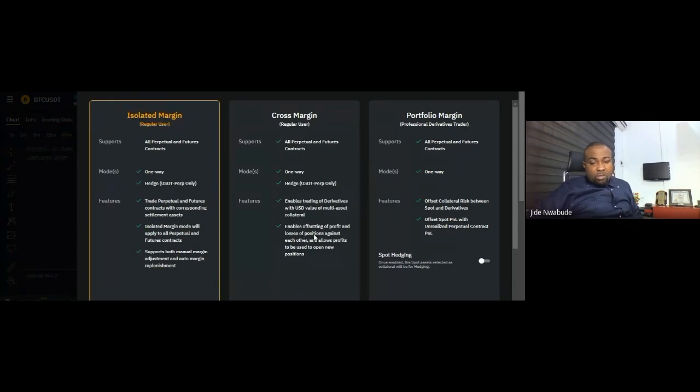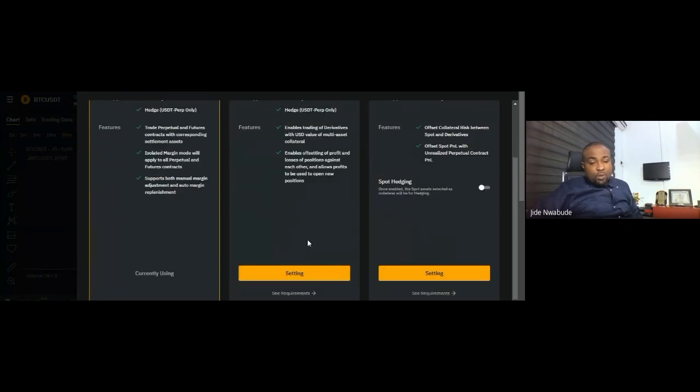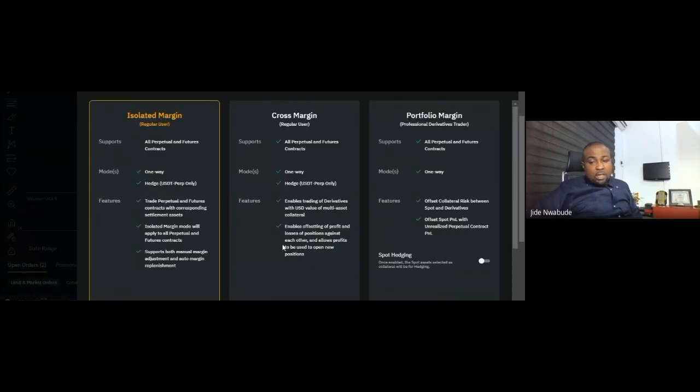Basically, cross will use every fund you have. So this is what we currently use. If you want to change, you click on settings and then you can switch to this. This is your portfolio margin, for professional derivative traders, right? So we go back.